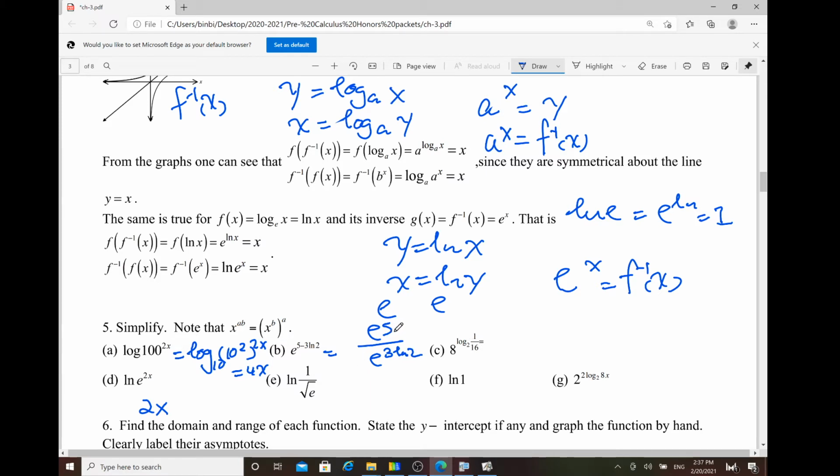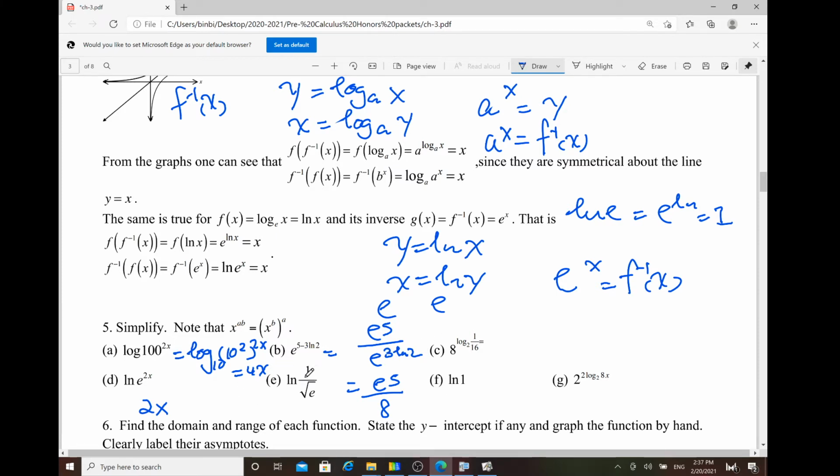Basically we can simplify this a little bit. e to the power of 3 times natural log of 2 is just like e to the power of natural log of 2 to the power of 3. So we just consider 8. So this one can be written as e to the power of 5 over 8, because that's like 2 to the power of 3, a power to another power.